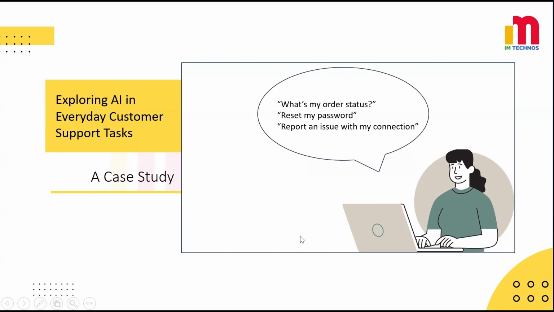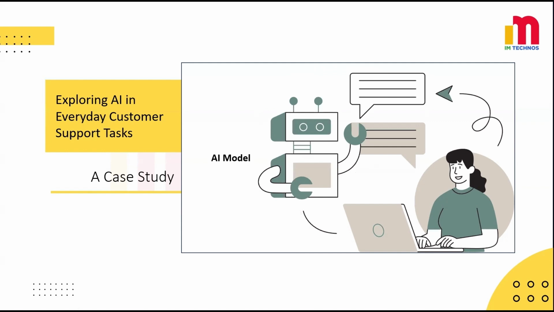Now, even though it feels like you're just typing a message or clicking few options, behind the scenes, many companies are using AI models to handle these requests. However, they don't let the AI guess what to do every single time. Instead, they use fixed, predefined prompts for each common request. For example, check order status for an order ID, reset password for a user ID, or report connectivity issue for account number. So each of these is a clear instruction telling the AI exactly what it needs to do.